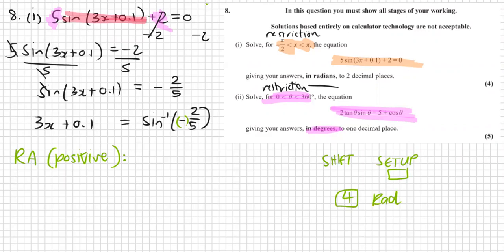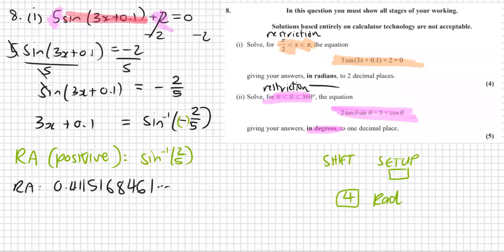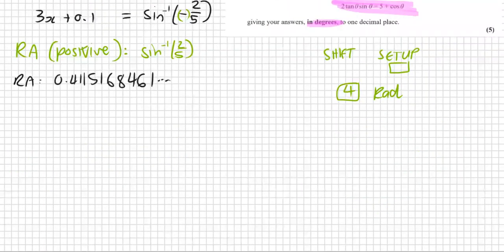So our reference angle comes from sine to the -1 of 2/5, which is what I'm doing in the calculator. So we get a reference angle of 0.411516846, just write down everything there. This is in radians. Okay, but this was negative. So it's important to remember that this was a negative sign.